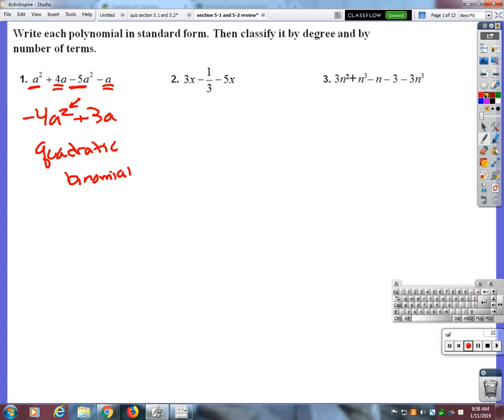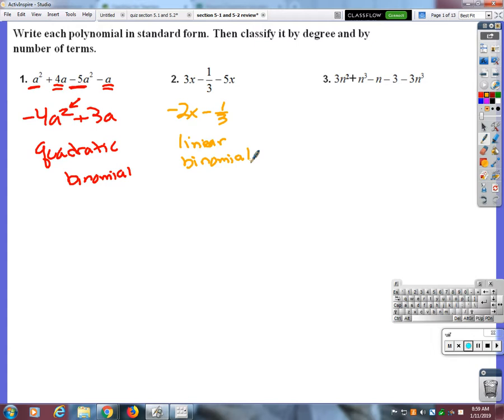Any like terms you can combine? The 3x take away 5x is negative 2x minus 1/3. So what kind of a thing is that? Good. Linear binomial.